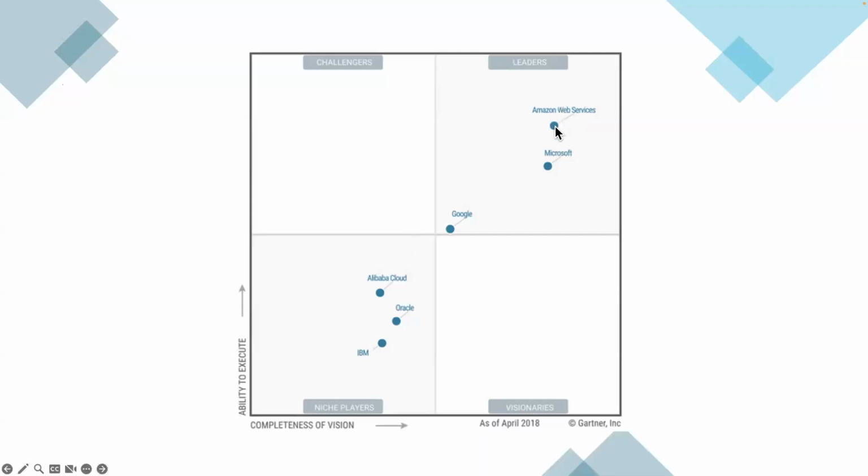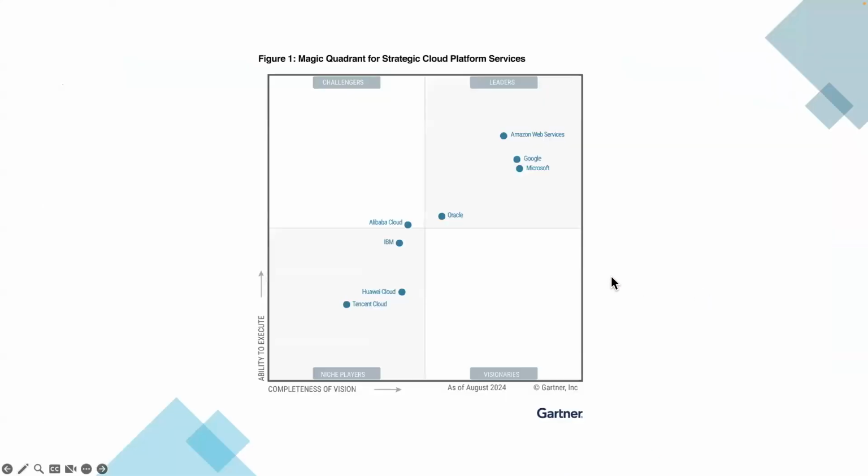Here you can see AWS, Azure, and Google Cloud were the leaders in the market. And now, in 2024, AWS, Google Cloud, and Microsoft, then Oracle Cloud. These four are the leaders in the public cloud market. What is public cloud? We are going to discuss that today.